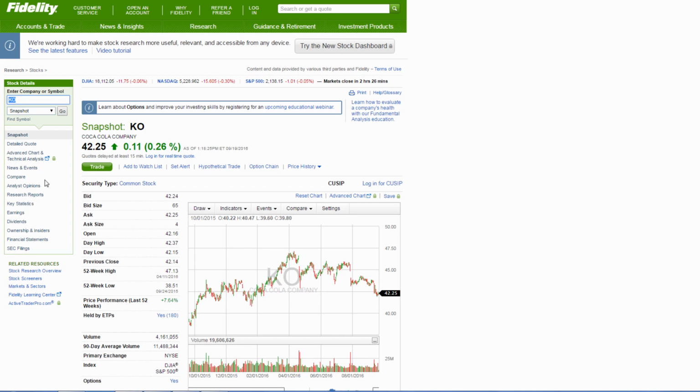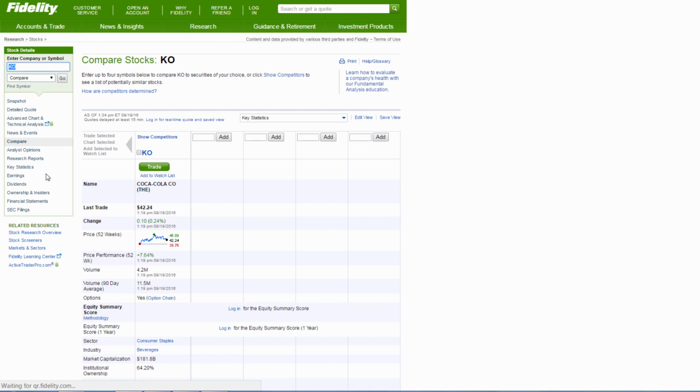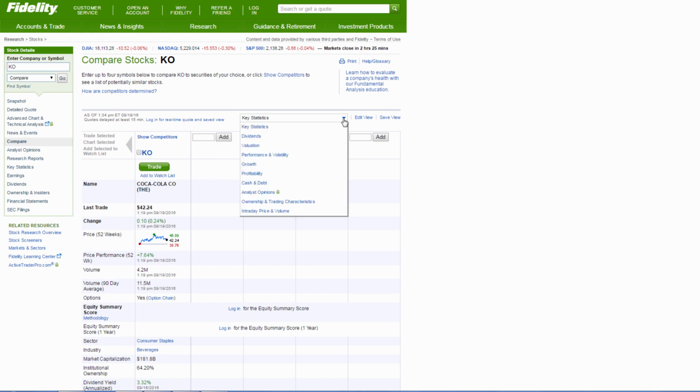But we want to go right here where it says compare, because we want to compare Coke versus another company, and from there we're going to see where we can get the statistics, excuse me, the ratios, real easy. Right now where we've got Coke up, you can see we've got a table here. Up in this part is a real key drop-down menu where we can find different pieces of information that we're going to go into in just a second.